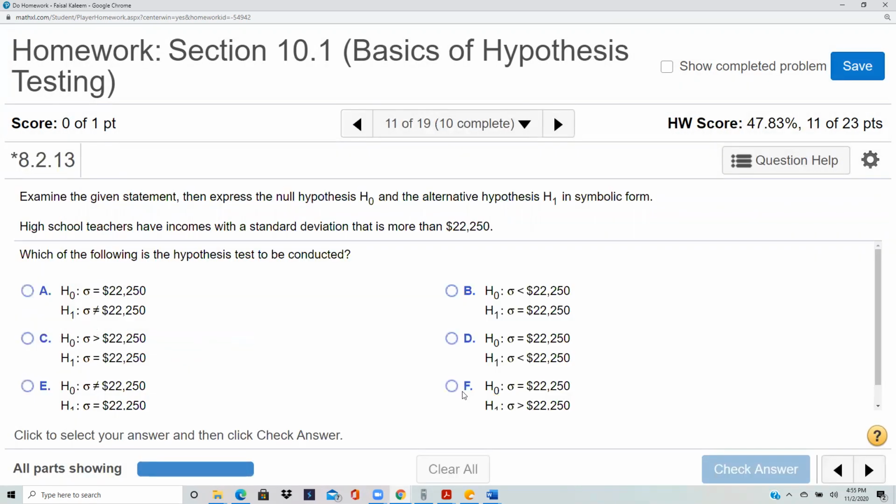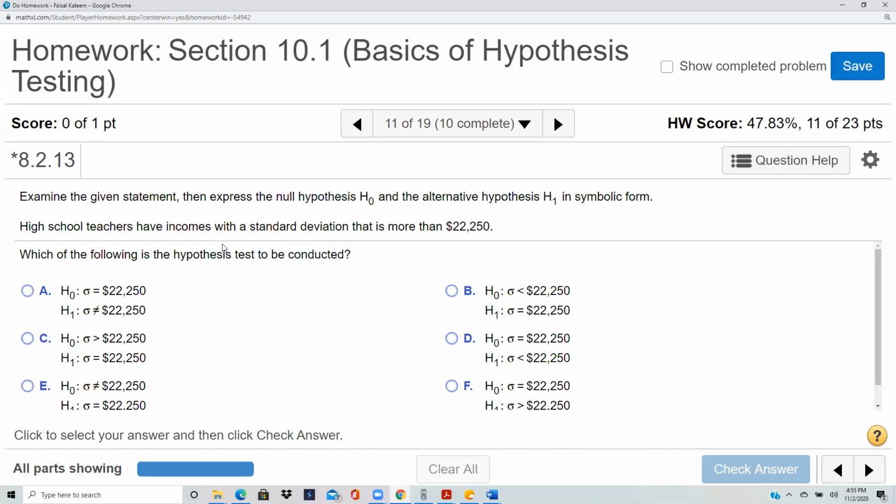Examine the given statement, then express the null and alternative in symbolic form. High school teachers have incomes with a standard deviation that's more than 22,250. So remember, null should have equals of this thing. Standard deviation should equals to this. So A has that, D has that, and F has that.